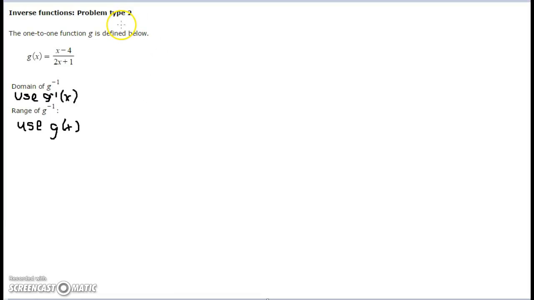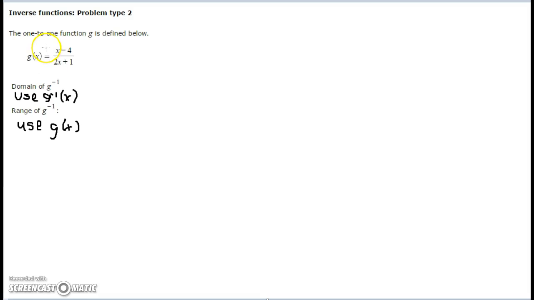Inverse functions problem type 2, we're going to have three different steps. Step 1, we're going to find the inverse of our function. Step 2, we're going to find the domain of that. And step 3, we're going to find the range of that. Every time we use this to find the domain, we're going to use the denominator from our inverse function. And to find the range, we'll use the denominator of our original function that's given to us. But I'll come back to this in a second.